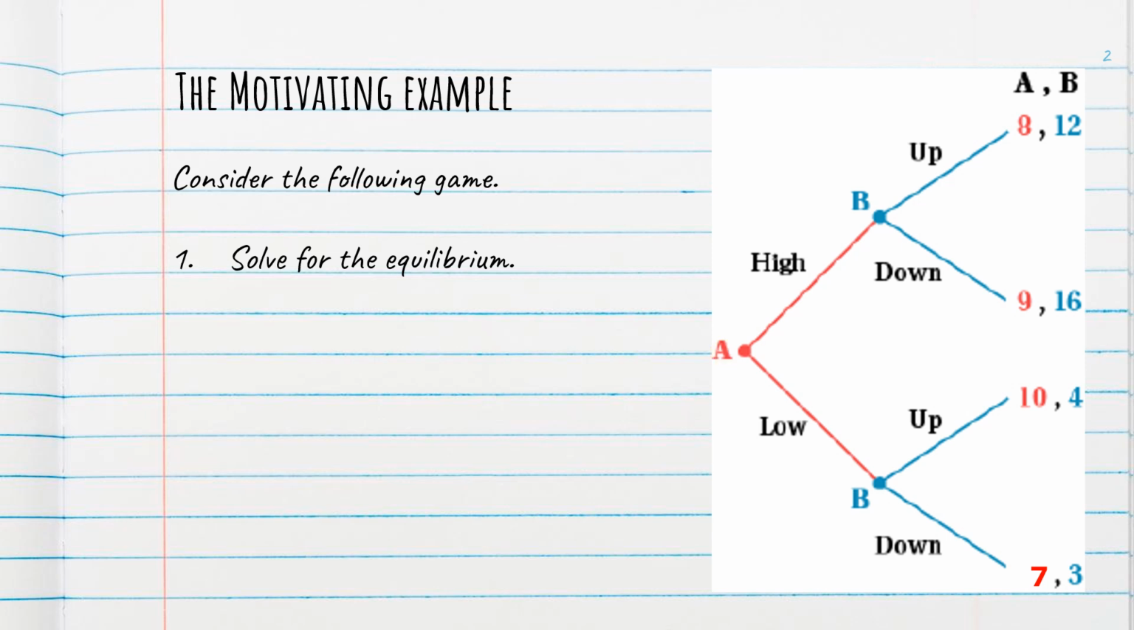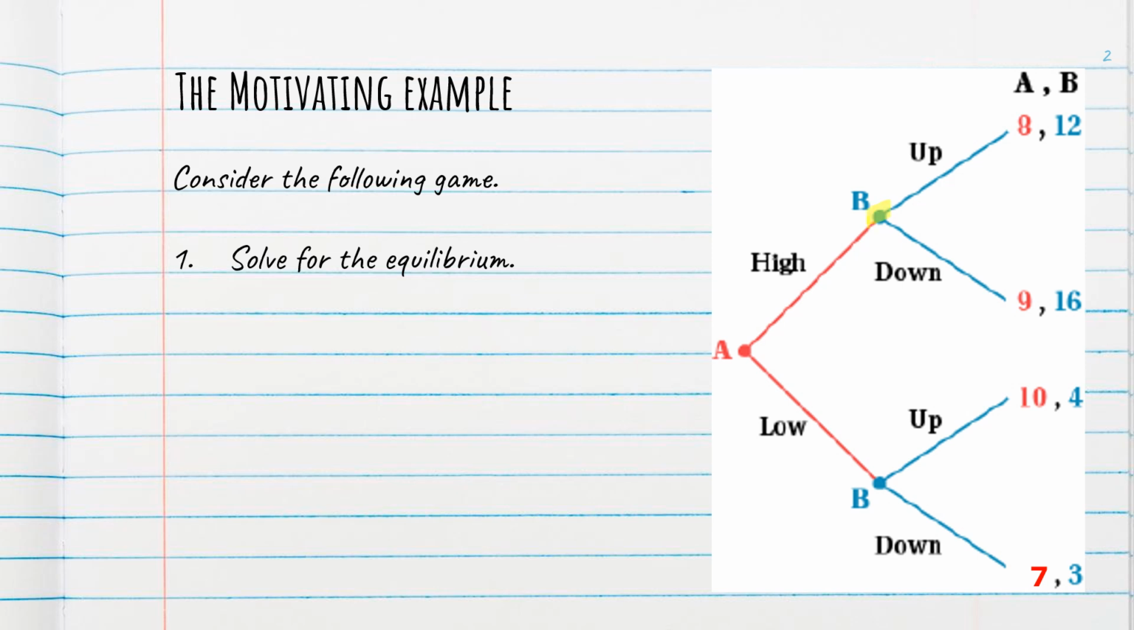Then we have the payoffs over here, and they're organized A, comma B, which means the red number is the A payoff and the blue number is the B payoff. Our goal here is to solve for the equilibrium. We know that sequential move games, like the one depicted here, are always solved via backwards induction. That means that we need to start at the end of the game and figure out what player B would do at each decision point.